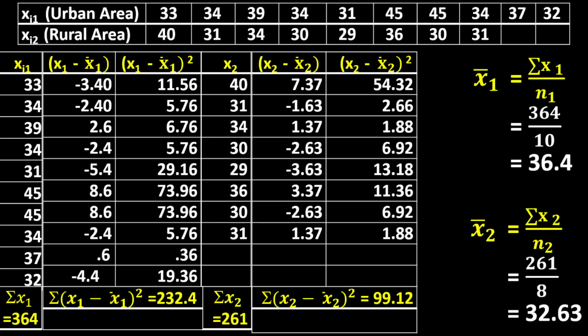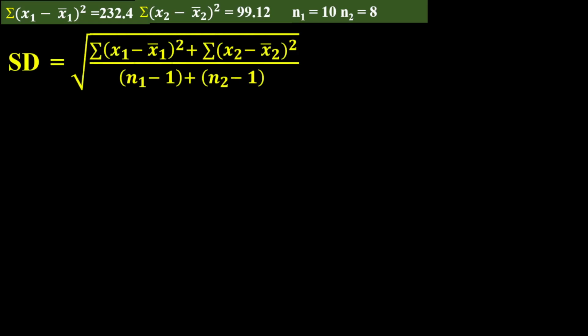Sigma (x2 minus x bar 2) whole square is 99.12. The sum of the squares of deviation taken from the mean of the observations of rural area is 99.12. Now the primary calculations for combined standard deviation are over. So we will now find the combined standard deviation.